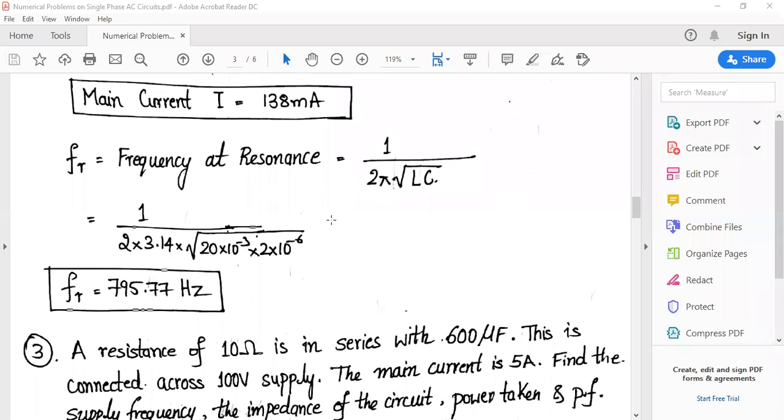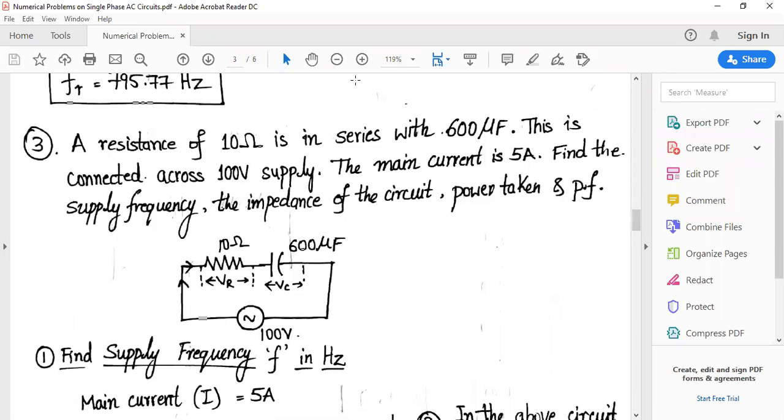This is how we can solve a given series RLC problem. You have to find out XL, you have to find out XC. Next, Z is given by root of R squared plus XL minus XC the whole squared. Next, you can find out the resonance frequency as 1 divided by 2 pi root LC, and main current is calculated by V divided by Z. Moving on to the next one.